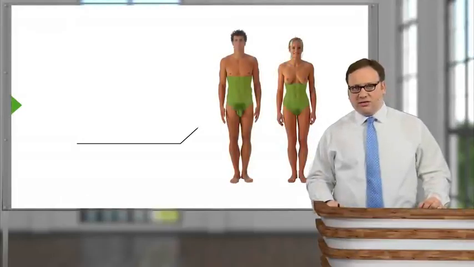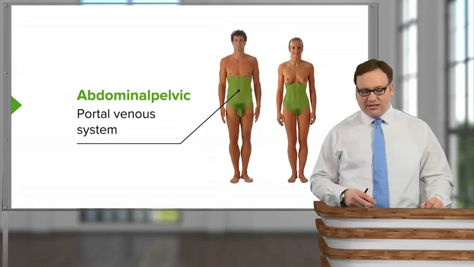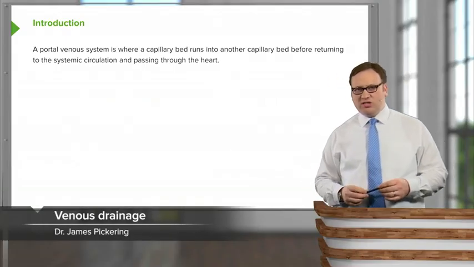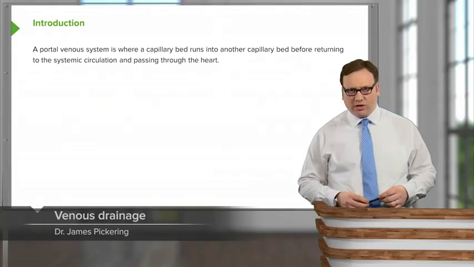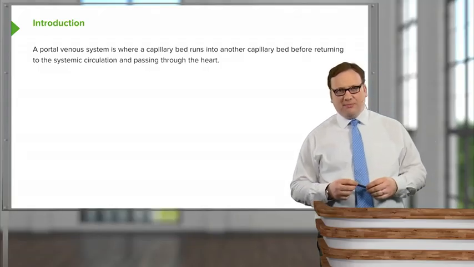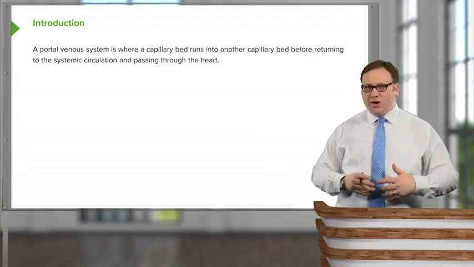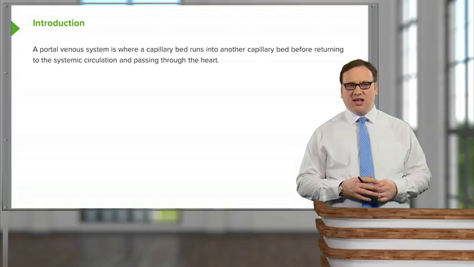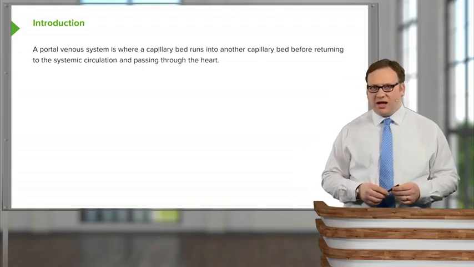This lecture is going to look at the portal venous system. The portal venous system is really important, and there's a few of them throughout the body. But a portal system in general is where a capillary bed runs into another capillary bed before it returns to the systemic circulation and passes through the heart.